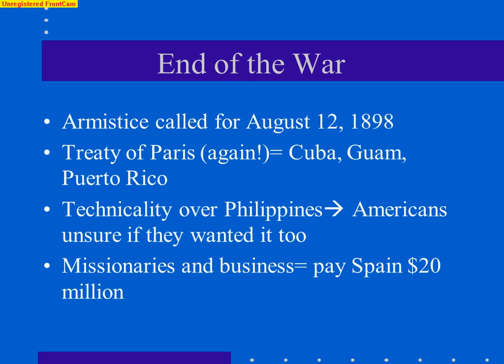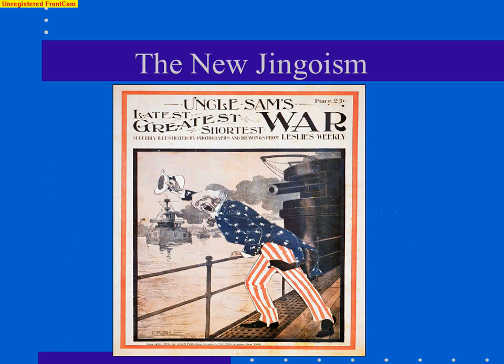The American missionaries, the Christian missionaries, and businessmen were pushing to buy the Philippines. They saw it as a great place to bring Christianity. They saw it as a great place to open up to American markets, to sell all those industrial products that are coming out of the United States at this time. And here is Uncle Sam, obviously depicted as a jingo on board an American warship.